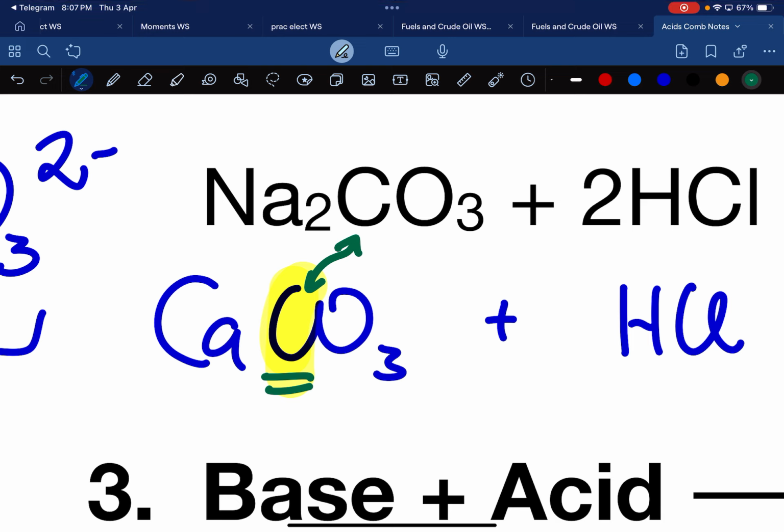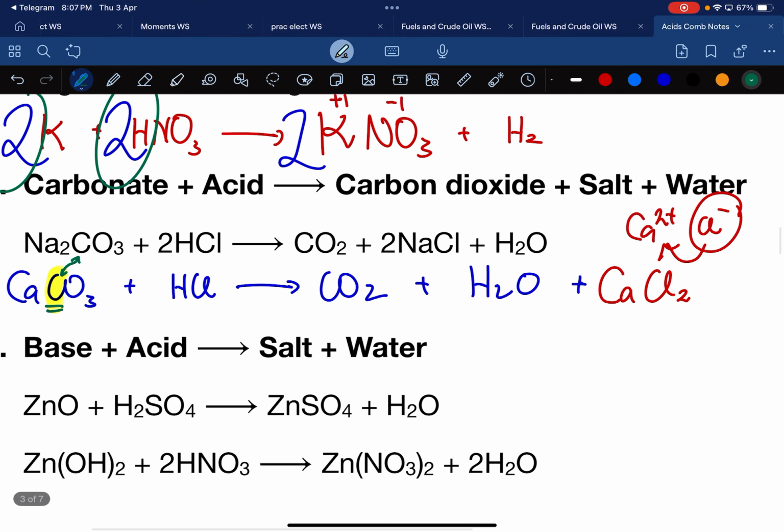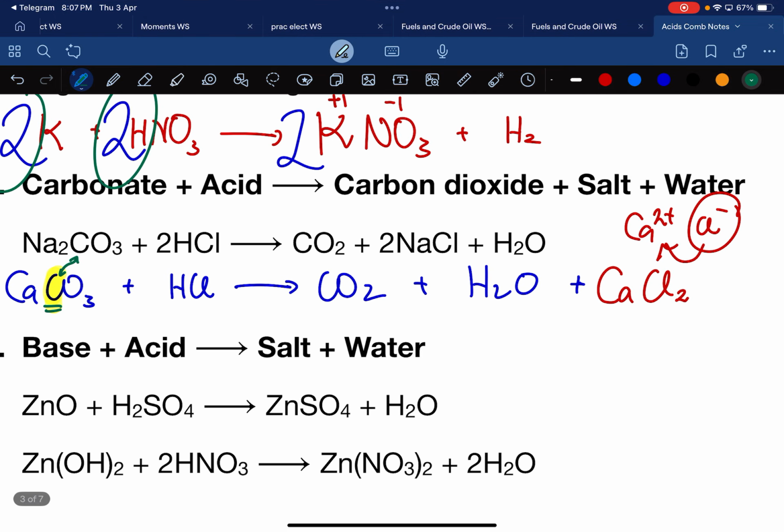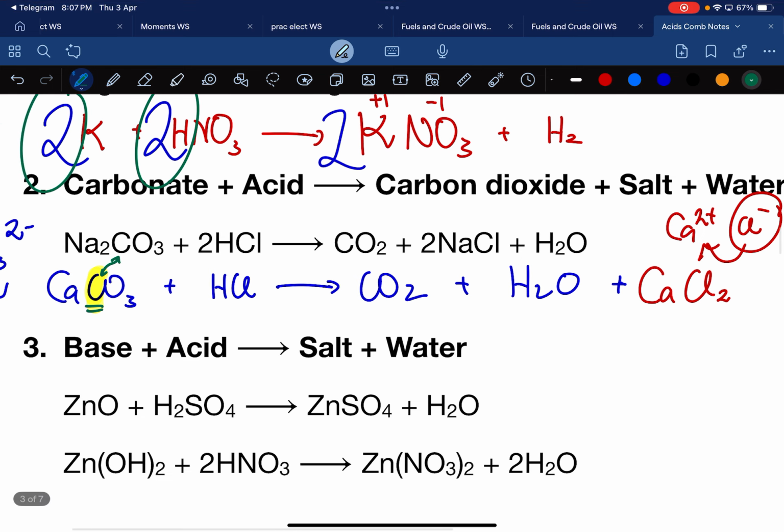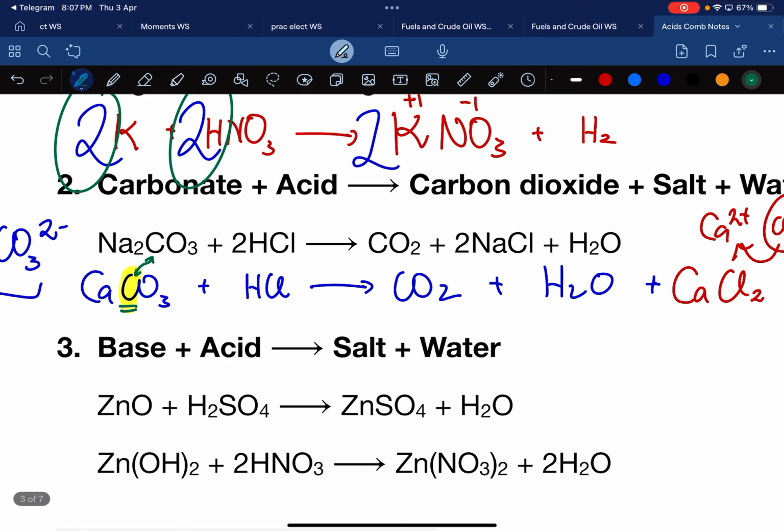No. I got 1 carbon, really good. This 3 is for the oxygen. Okay, 1 carbon. Right side, how many carbon? 1 carbon. Good. Do you need to do anything? Okay. Left side, how many oxygen? 3. Right side, how many oxygen? 3 also. Correct. 1, 2, 3.